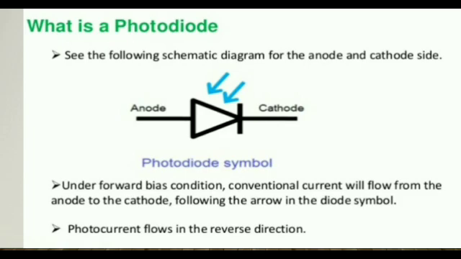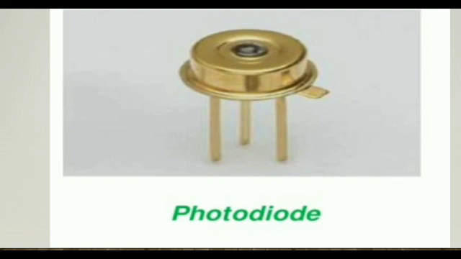Shall we go to the next slide? See, this is the photodiode with terminals. Near this one is the cathode, and opposite to it is the anode. This is the top of the photodiode. When light is incident on this, it will be converted into current.